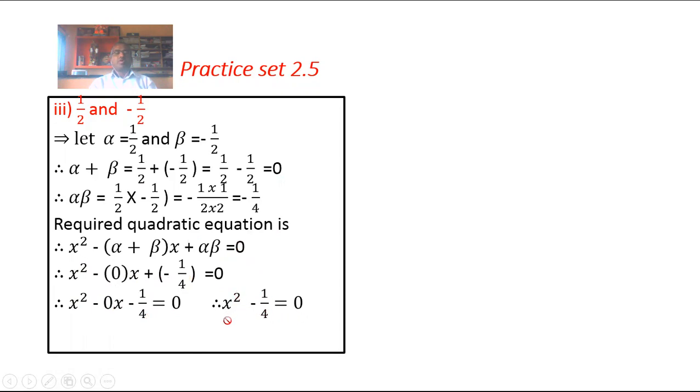Here the denominator of x square is 1. By cross multiplication, 4 multiplied by x square, 4x square minus 1 upon 4 is equal to 0. The denominator 4 goes to the RHS side, and then we get 0. Hence, 4x square minus 1 is equal to 0. This is the required quadratic equation of the given roots.